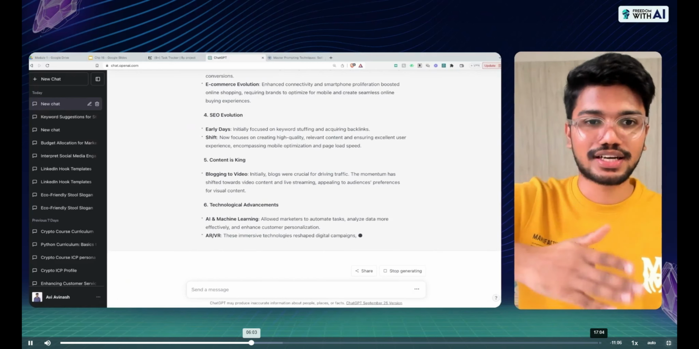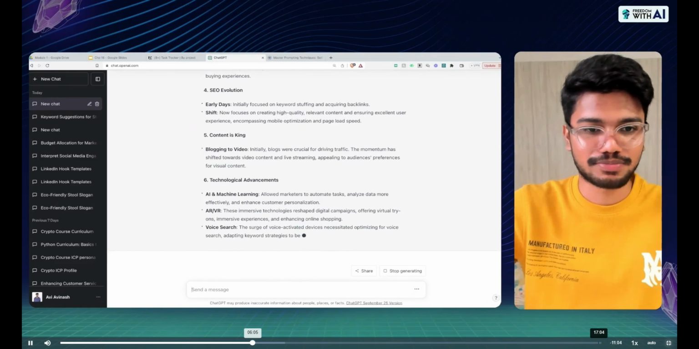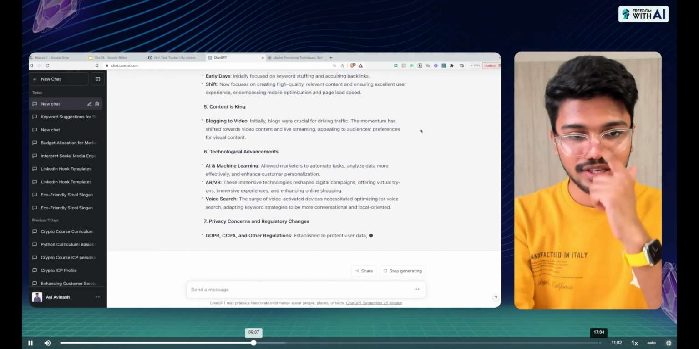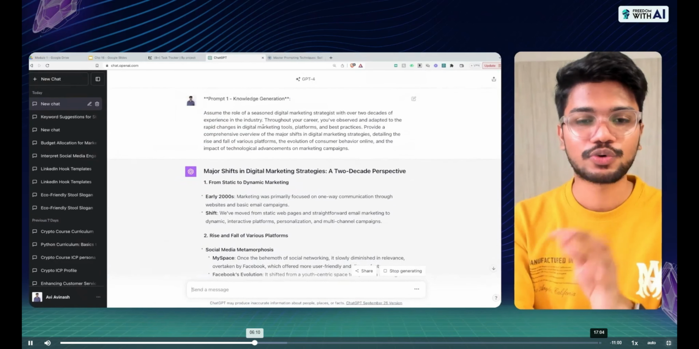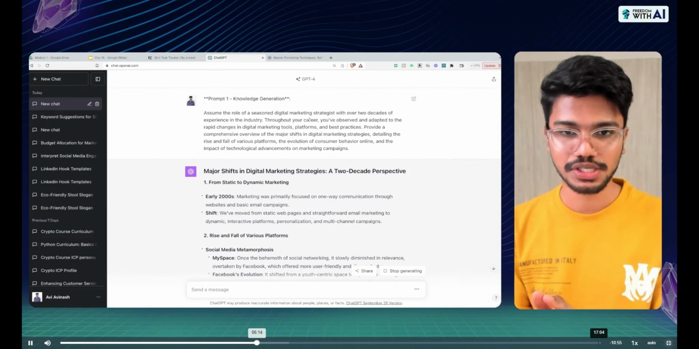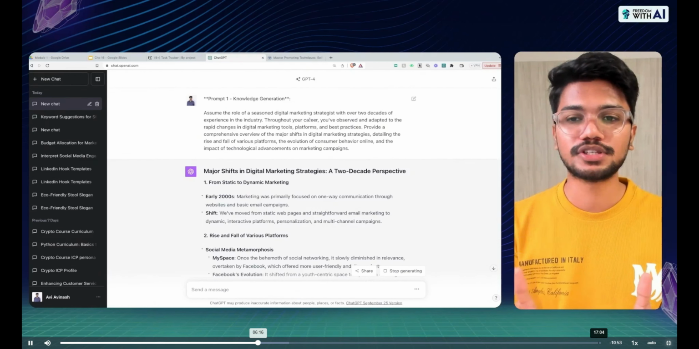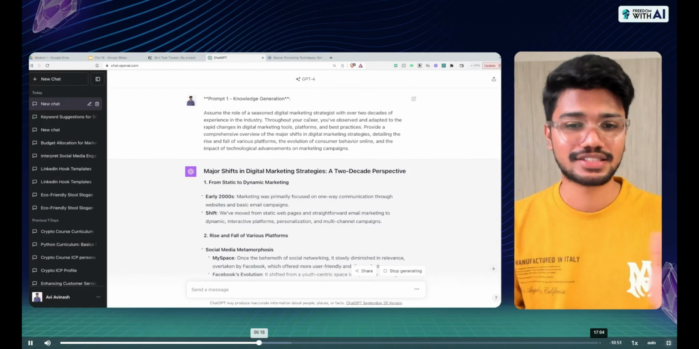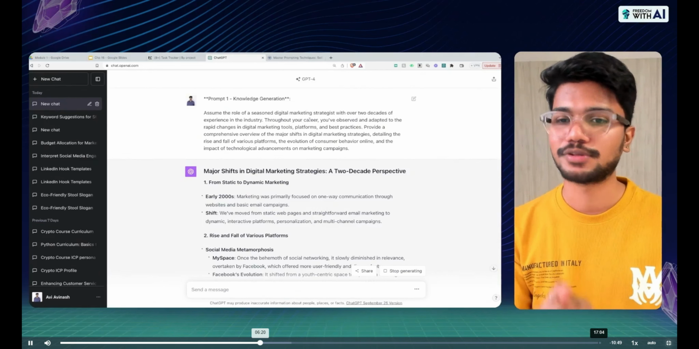Then you are integrating that knowledge into a chapter-wise summary or something like that. So now if you see, we're actually asking this question: assume the role of a seasoned digital marketing strategist with over 2 decades of experience in the industry. Throughout your career, you observed and adapted to rapid changes in digital marketing tools, platforms, and best practices.